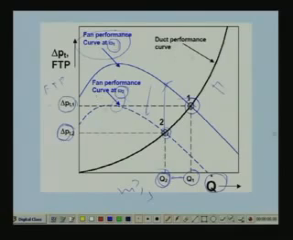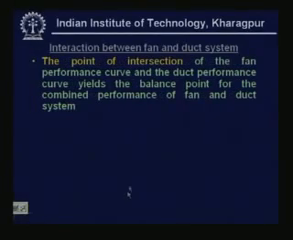So, if you have this kind of matching curves, you can easily find out the balance points. This is the use of these curves. This I have already mentioned, the point of intersection of the fan performance curve and the duct performance curve yields the balance point for the combined performance of fan and duct system.